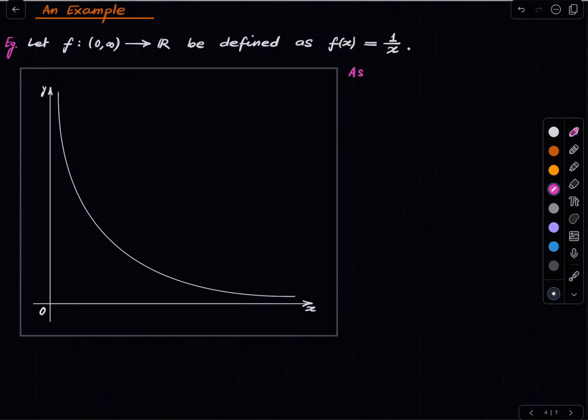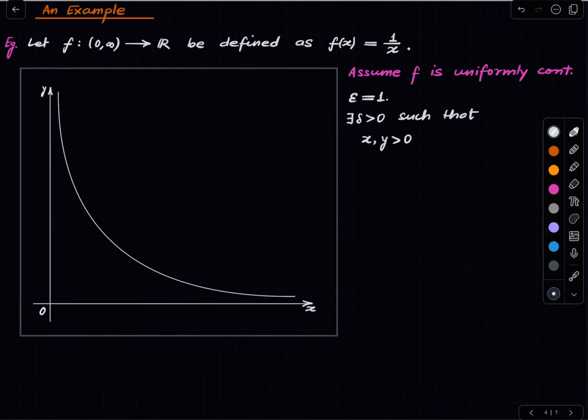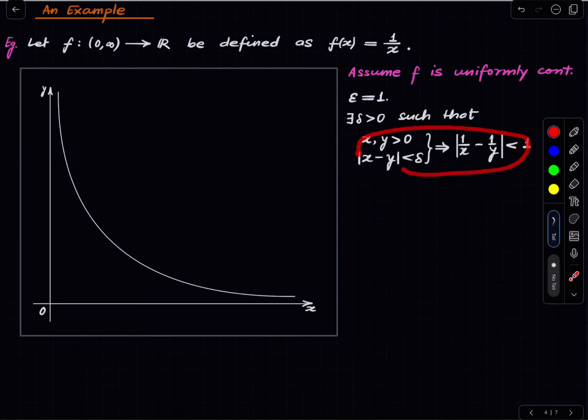So assume f is uniformly continuous. Okay, and choose epsilon as 1. Now by uniform continuity, there is some positive delta such that whenever we choose 2 points in the domain of f, which are distance less than delta apart, the corresponding points in the image are less than epsilon apart, but epsilon is 1. And let me just show you in the figure that this cannot be true.